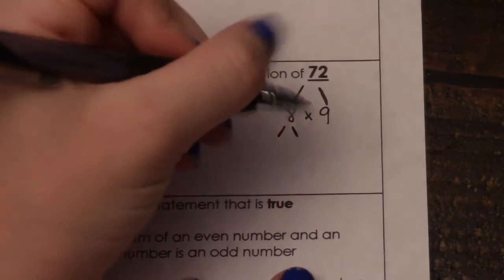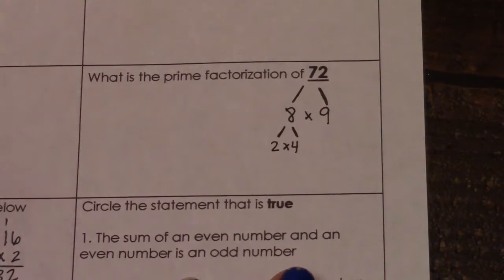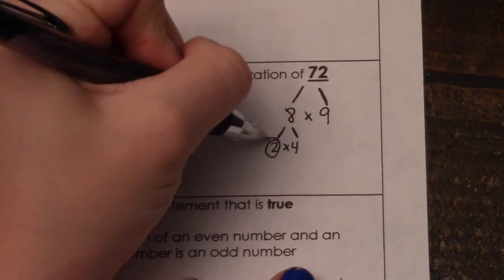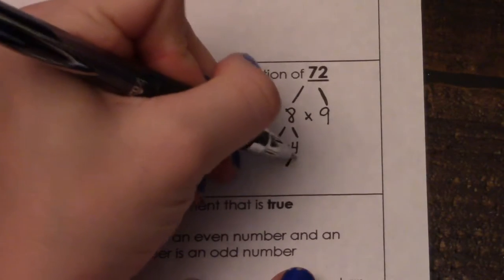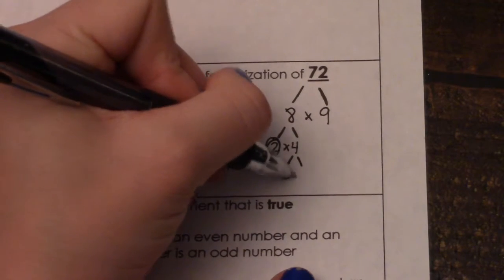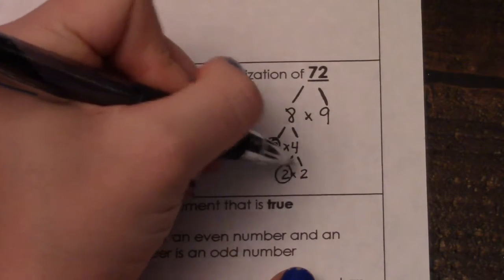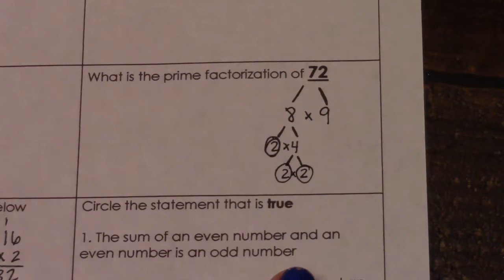8 is 2 times 4. So I know that 2 is a prime number, so I can leave that alone. But 4 is still not a prime number. So what factors make 4? 2 times 2. I circle them so that I know that I'm done with that part of the tree.